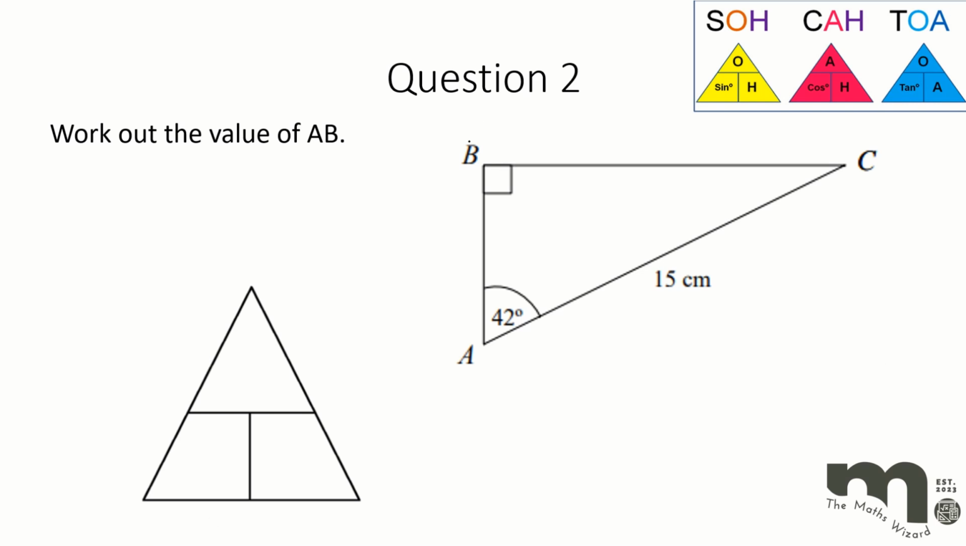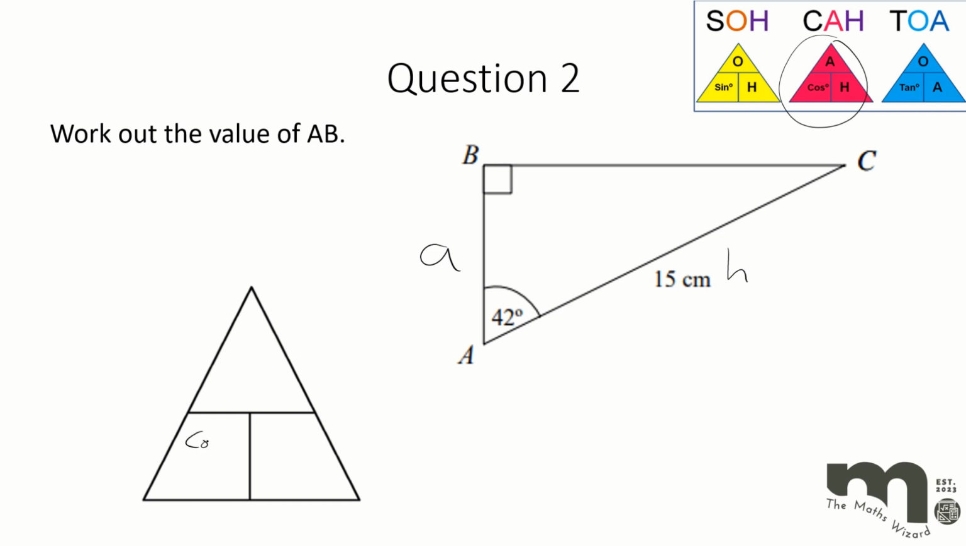Okay, so first of all, first step is always to label your triangle. So we've got this 15 centimeters here, which is the hypotenuse. Now this side AB, which is this one on the left-hand side here, this would be the adjacent, and that's because it is forming that 42-degree angle that we've been given. So what this tells us is we're using our cosine rule, because we've got adjacent and hypotenuse within that rule.